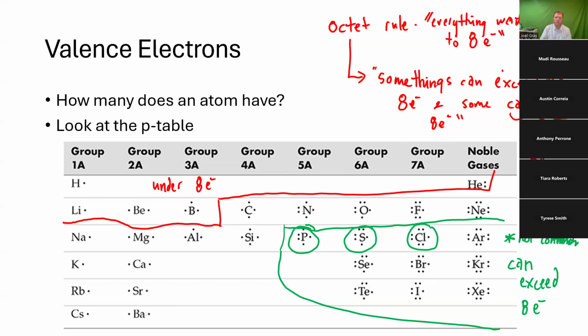So if you're like, okay, what's my list for things that go under the octet? Well, I would go with boron is under. Most of these other compounds like lithium and beryllium, they're going to form ionic compounds. They won't have to reach the octet. They won't have to have 8 electrons around them. But in terms of covalent compounds, boron is your one that's going to be under the 8 electrons. Then phosphorus, sulfur, and chlorine are the ones that are typically going to exceed the octet.